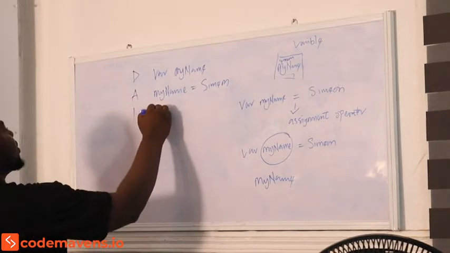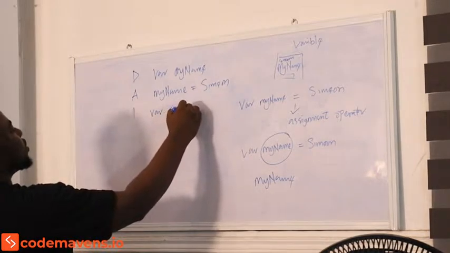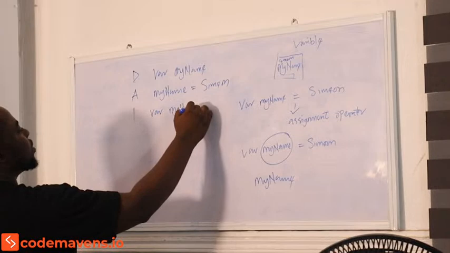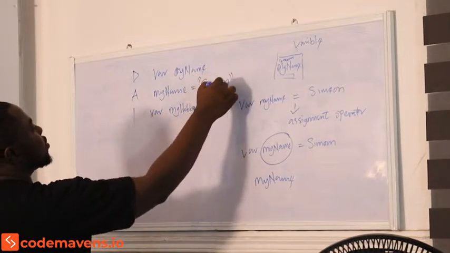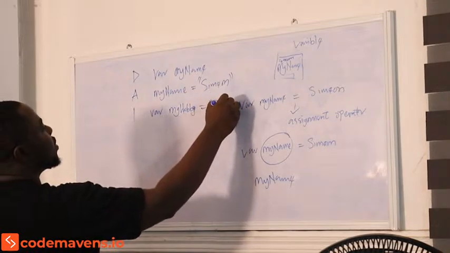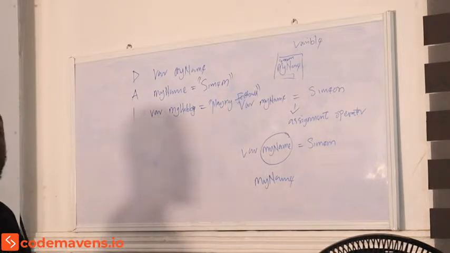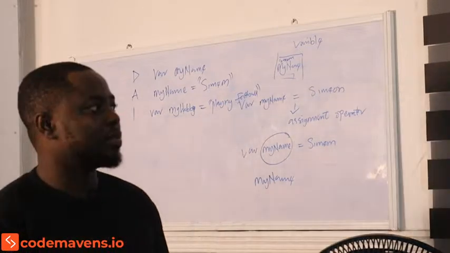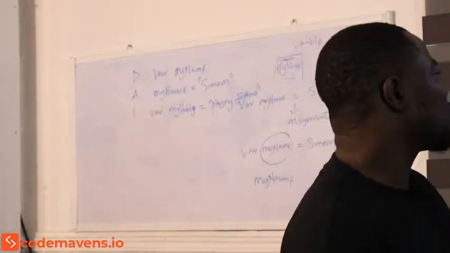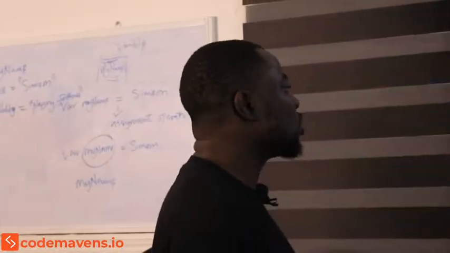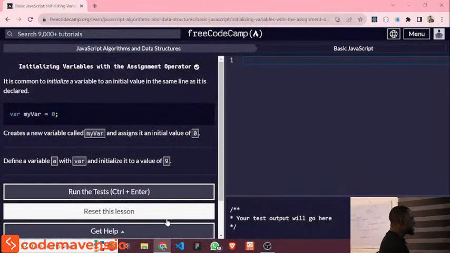Saying var my hobby equals, let me say, playing football. That is initializing a variable, when you are declaring and assigning at the same time. So he said it is common to initialize a variable to an initial value in the same line as it is declared.